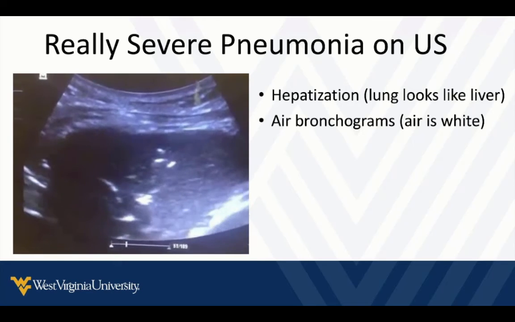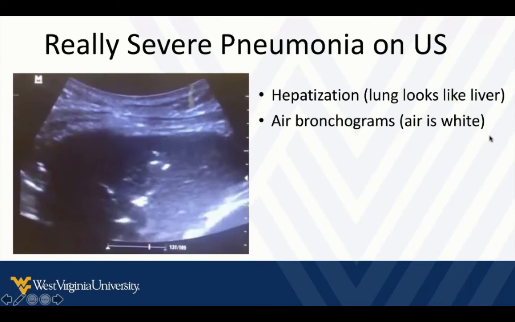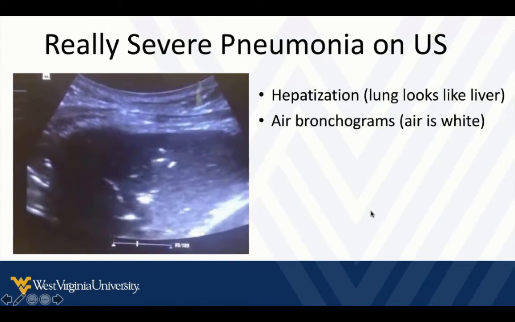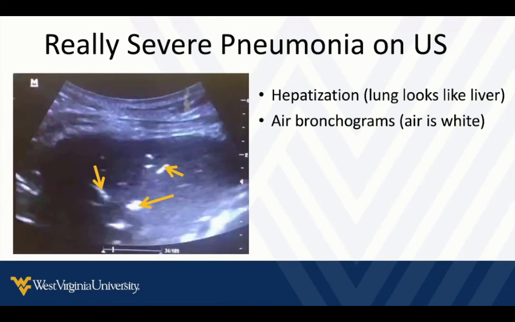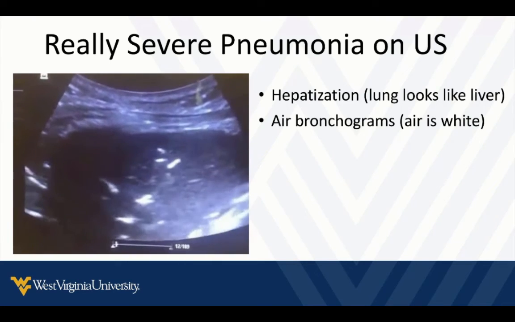So we can see those are dynamic air bronchograms because there is some air moving in and out of the bronchi. We can see the heart beating down here in the corner. So this is a very severe consolidation. Just one more time, there's the air bronchograms. This is hepatization of the lung, a severe consolidation.